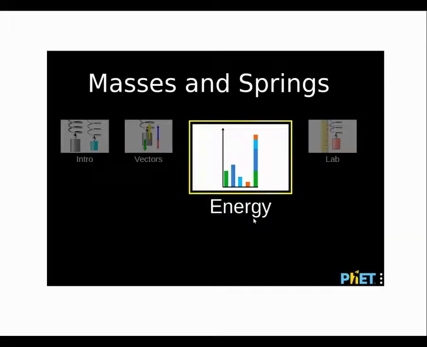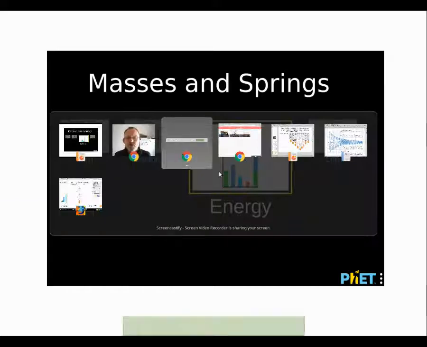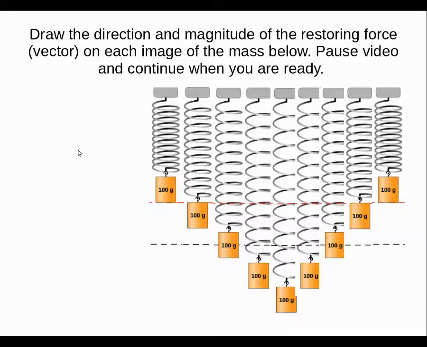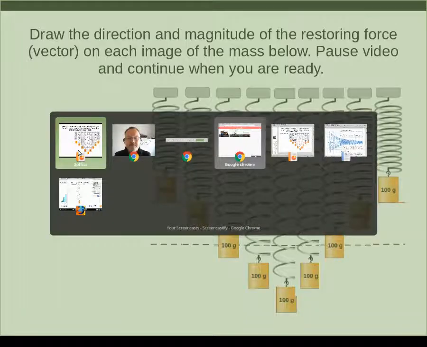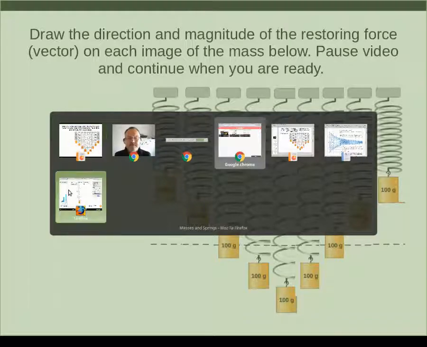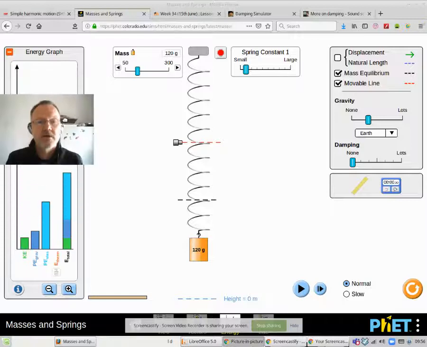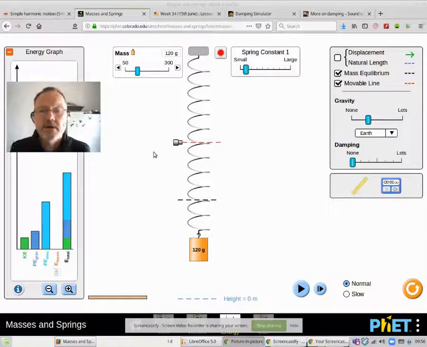So in order to try and show you some more about this, we're going to look at one of the PhET animations called Masses and Springs, and I'm going to look at the section on energy. So I'm going to jump to that applet now. And when I've got that ready, I'll ask you a question. Okay, so here we have our applet, our animation ready.